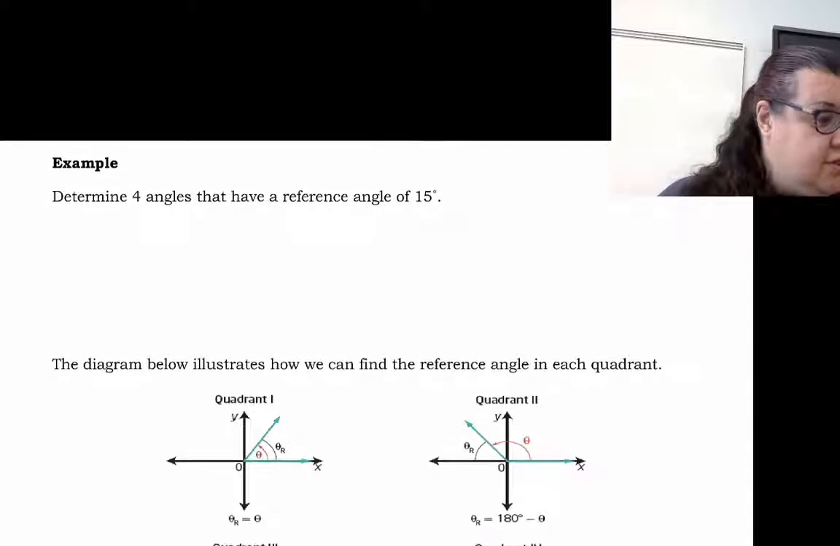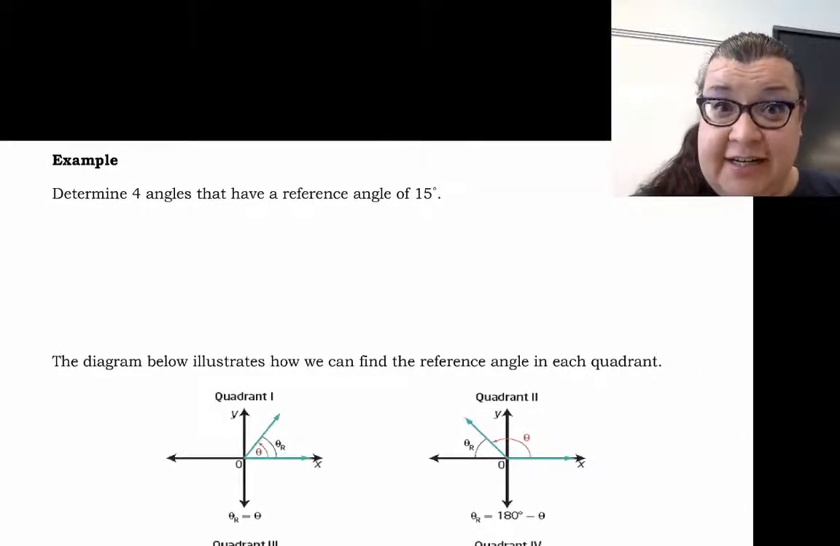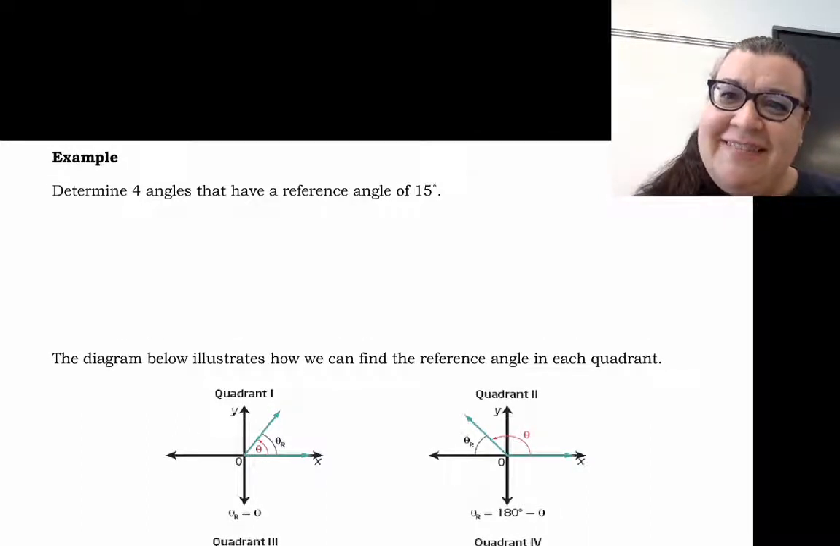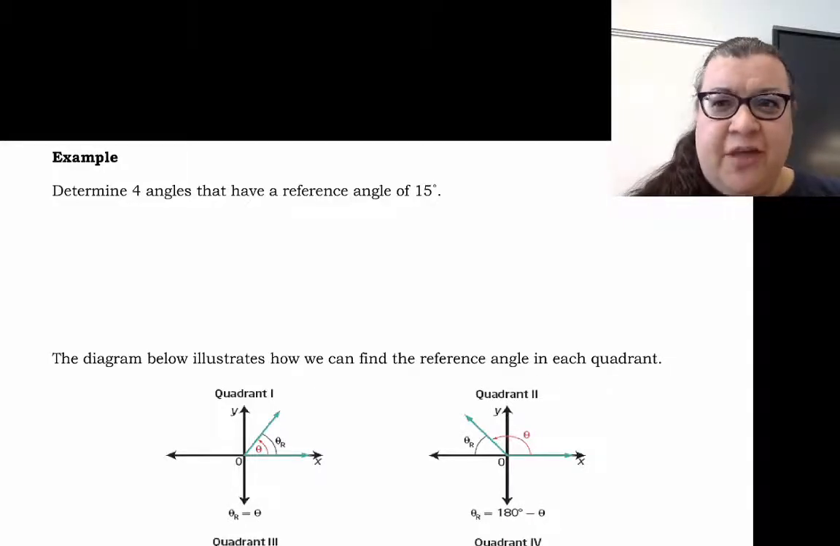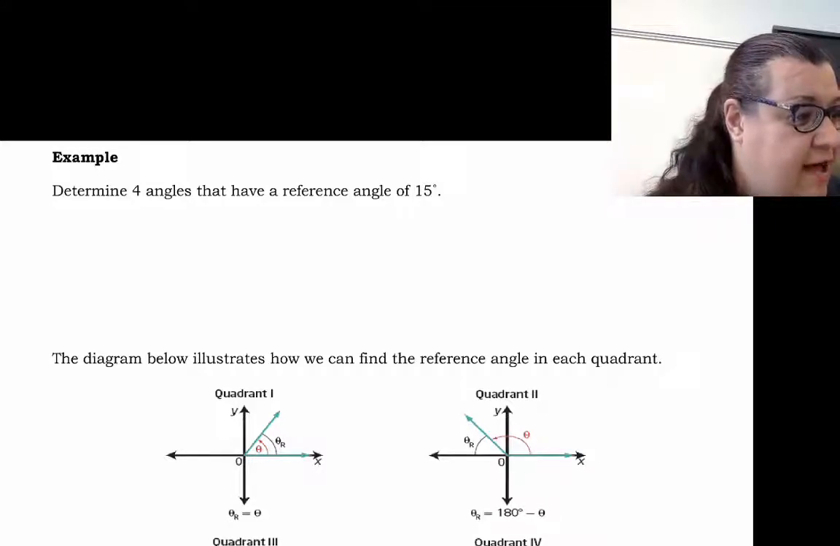All right, so to determine 4 angles that have reference angles of 15 degrees. So essentially, doing what I kind of just did now with 15. You can either sketch it out, especially for those of you that are visual, and trig is such a visual subject, so sketch them out. Where would 15 degrees be if you're talking about having it in all 4 quadrants, right?